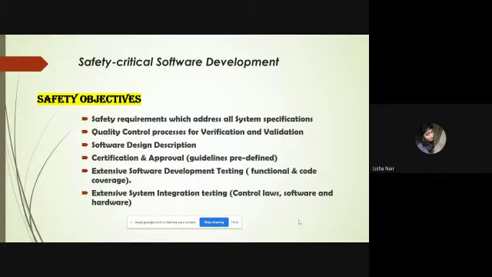So we do that. We call it unit testing, and we do all those functional testing or module level testing in the software development phase. Once the development is done, we do an extensive integration testing.